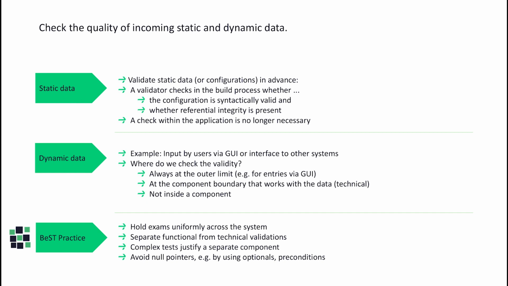Separate the subject-oriented from the technical validations. Complex tests justify a separate component. We should avoid null pointers at all costs, as they are very difficult to find reliably using static code analysis. Optionals, preconditions, or the null object pattern can be used for this purpose. Referential integrity: data that is used as a key, for example, in a relational DB with a foreign key, must also be present.